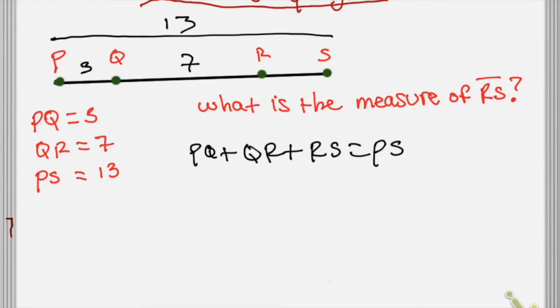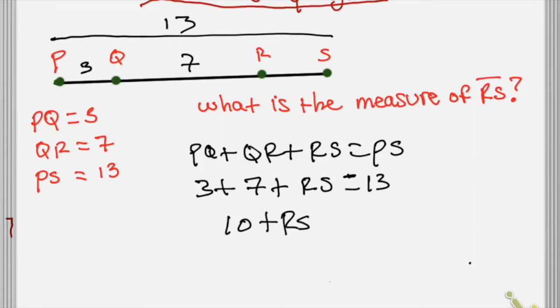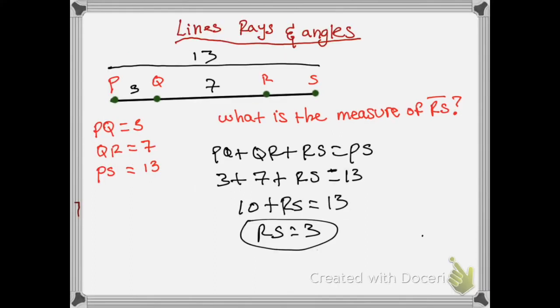And now all I have to do is substitute. So 3 plus 7 plus RS equals, I know that that last one is 13, okay? Well, here I have 10 plus RS is equal to 13. That means that RS has to equal.